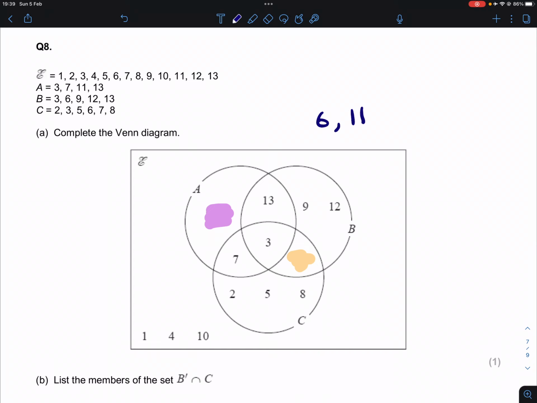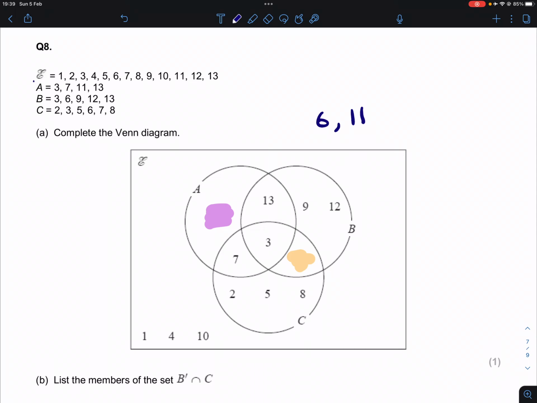So 6 and 11 are either both going to be in the purple section, both in the orange section, or one of each in either of the places. Technically, from this question, the 6 and the 11 could go anywhere, but common sense says if they've left these blank, there's probably a reason for it.